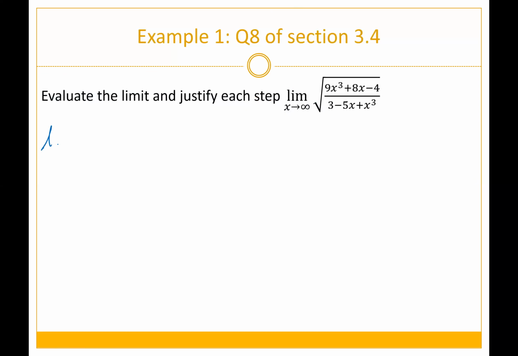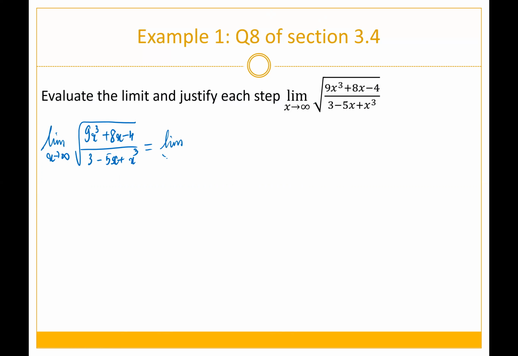So we have the limit as x approaches infinity of the square root of 9x cubed plus 8x minus 4, and then 3 minus 5x plus x cubed. Clearly, for both the numerator and denominator, the dominant term is x cubed because x is approaching infinity. So x cubed is going to be bigger than any value of x and bigger than just a constant like 4 or 3. Therefore, that is the term that really matters.